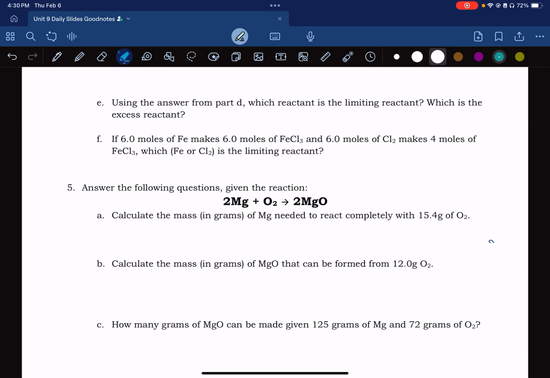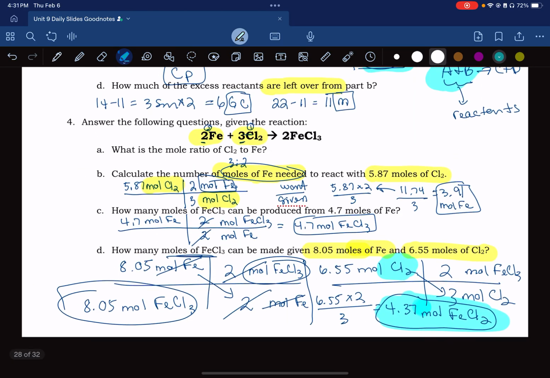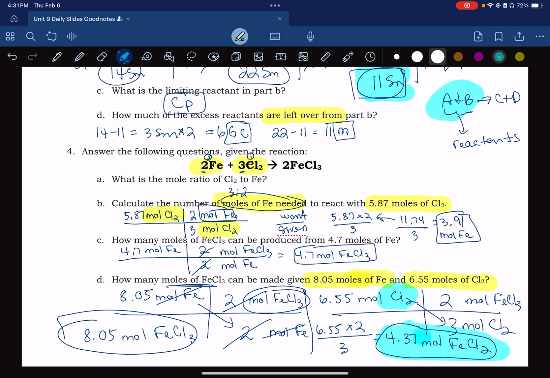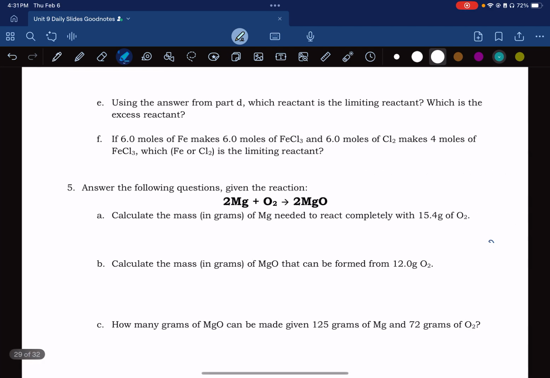All right, these questions still apply to that same balanced equation from before. It says using the answer from part D, which reactant is limiting and which is the excess. So we already kind of talked about that. So the limiting is going to be our diatomic chlorine. All right, so limiting is our diatomic chlorine, and that's because it produced the least product.